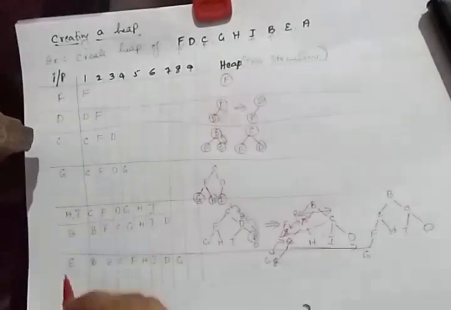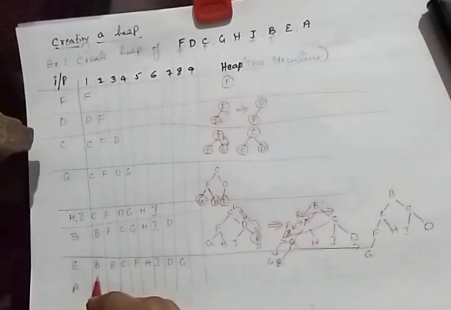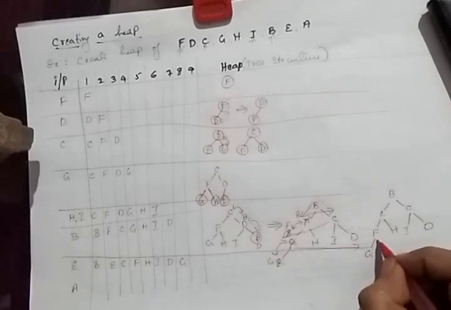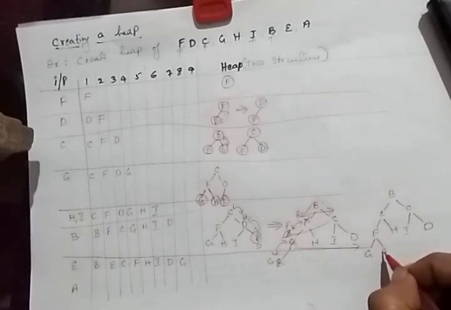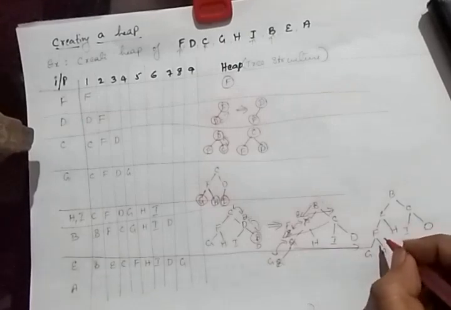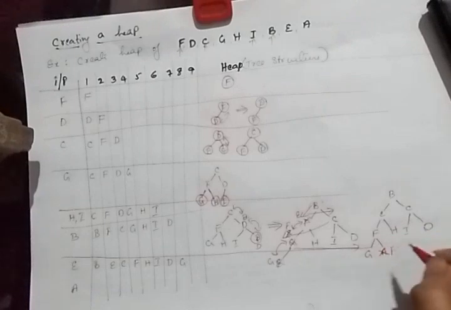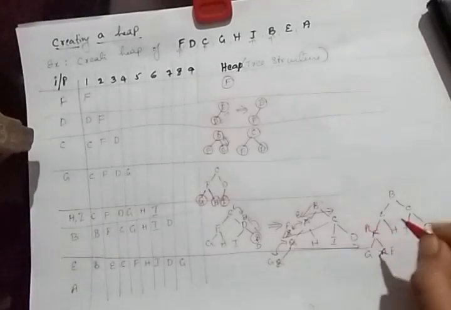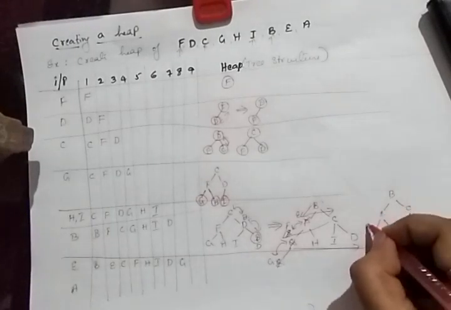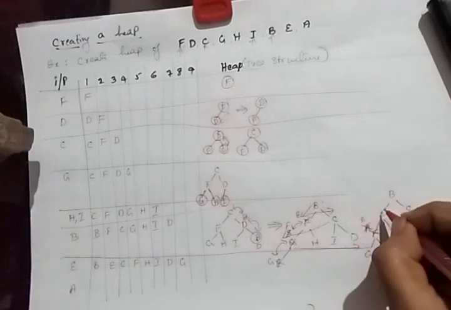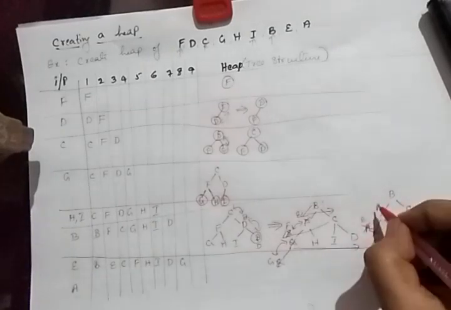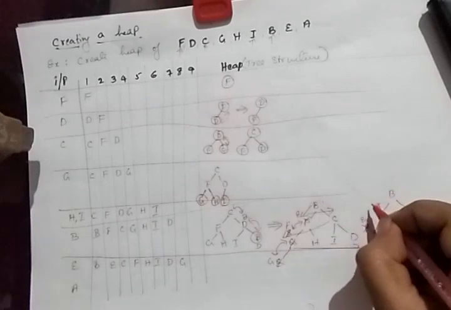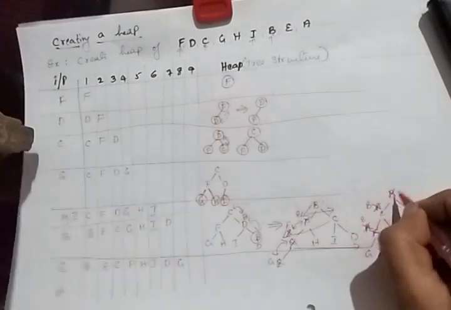Next, after E you have A. Now when you put A, it will come to this part. A is less than F, so you need to swap. Here you will get F, here you will get A. A is less than E, so swap. Here you will get E, here you will get A. A is less than B, swap. You will get B, you will get A.